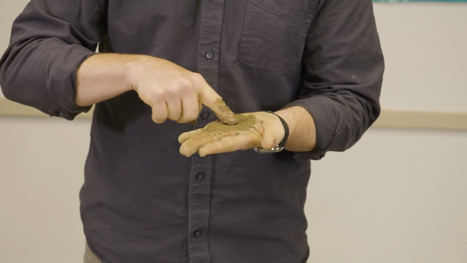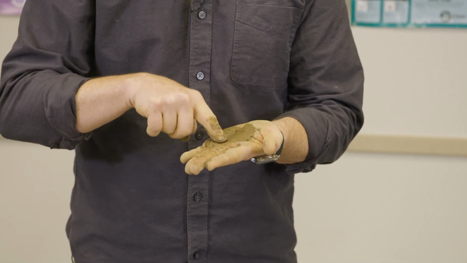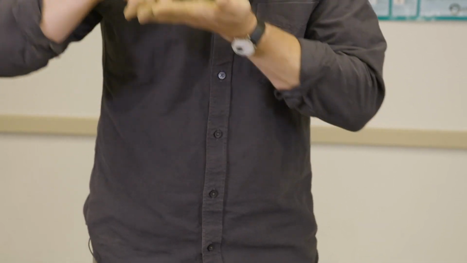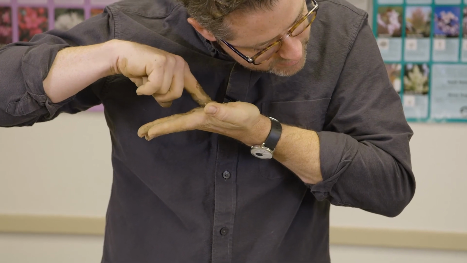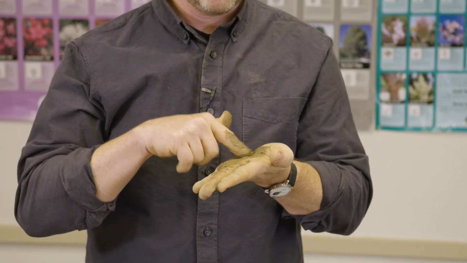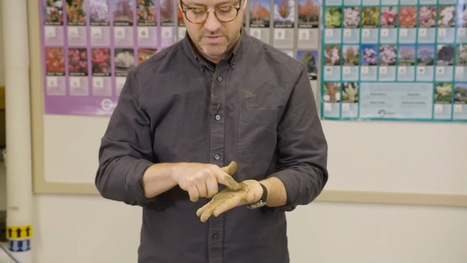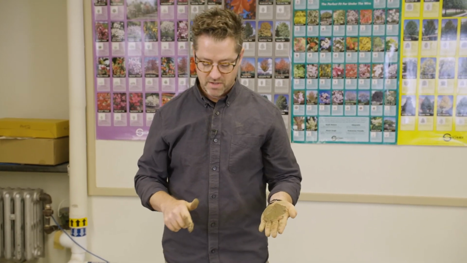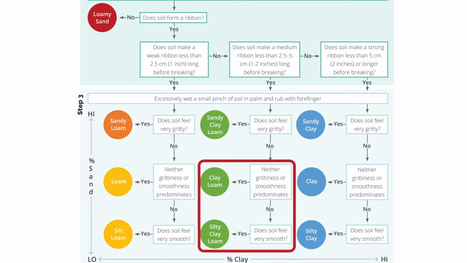Okay, already I can tell there's some grit there, certainly, but I'm not feeling as much as the previous sample at all. And I'm listening. There's a little bit of sound of friction, but not a lot. Certainly less than half, so we're more on the smooth side with this one. Reading down, somewhere between clay loam and a silty clay loam.